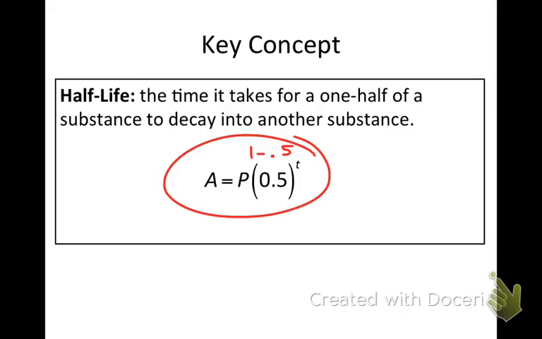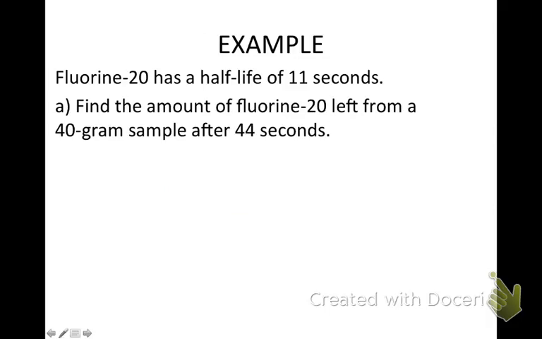Okay, so if we have fluorine-20, it's telling me that my half-life is 11 seconds. Find the amount of fluorine-20 left from a 40-gram sample. So 40 grams is going to be your initial amount. It's going to be 0.5. Now every 11 seconds is when it splits in half. I'm going for 44 seconds. So what do you think this T is going to be? It's going to be 4.